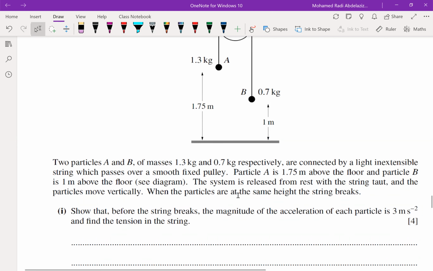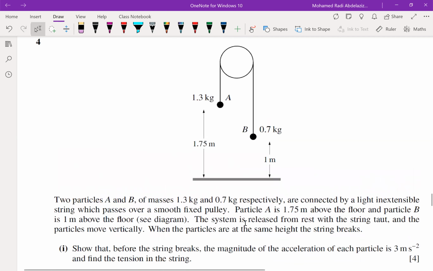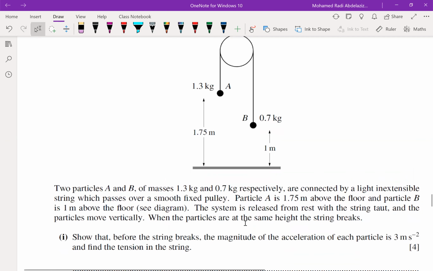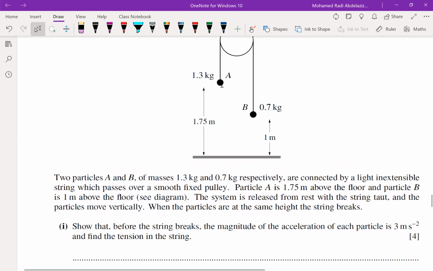When the particles are at the same height, the string breaks. Show that before the string breaks, the magnitude of the acceleration of each particle is 3, and find the tension. In general, you have to write the equation of particle A and the equation of particle B. It's clear that the mass of particle A is more than the mass of particle B. This means particle A moves down and particle B moves up.